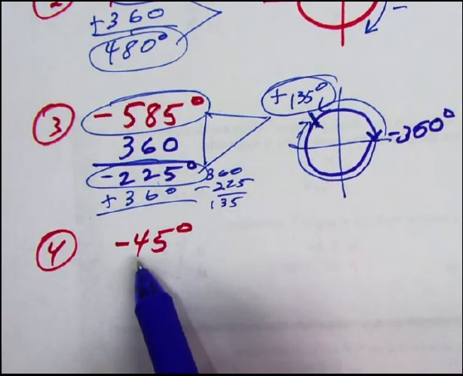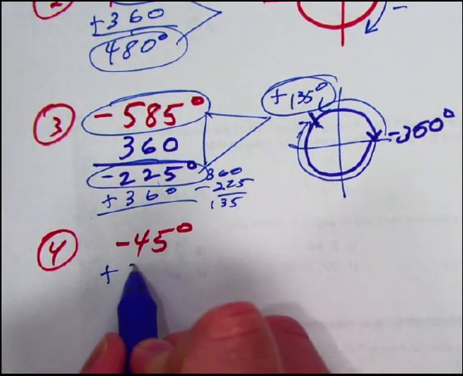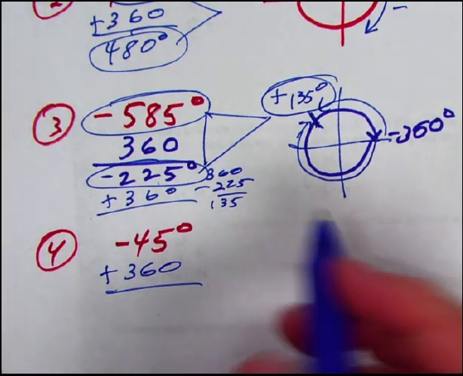Last one, negative 45. If I add 360 to negative 45, then I'm at 315.